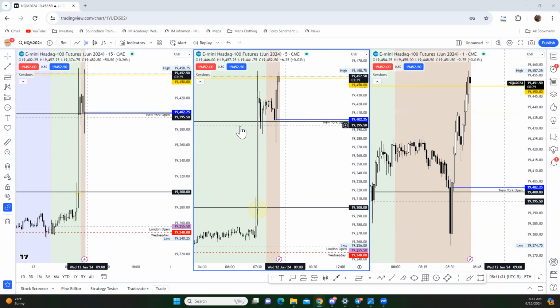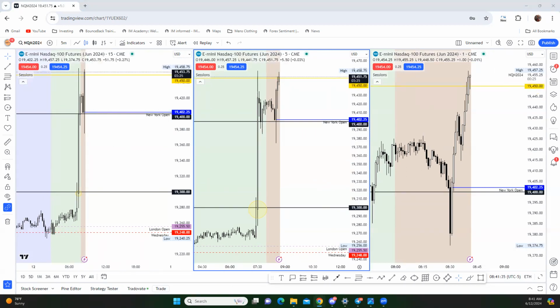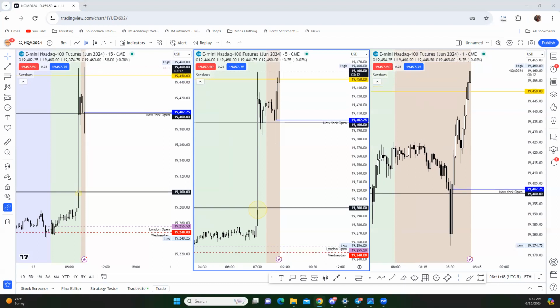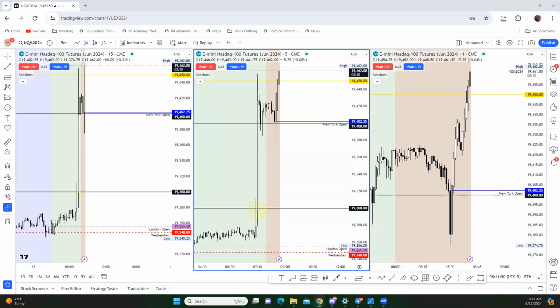We're already printing above 19,450. So ES is starting to show some strength. YM is still showing a little bit of weakness from New York Open. And those dailies and weeklies on YM look like they could extend up to like the 39.6s, back to 40,000. So that's pretty crazy.